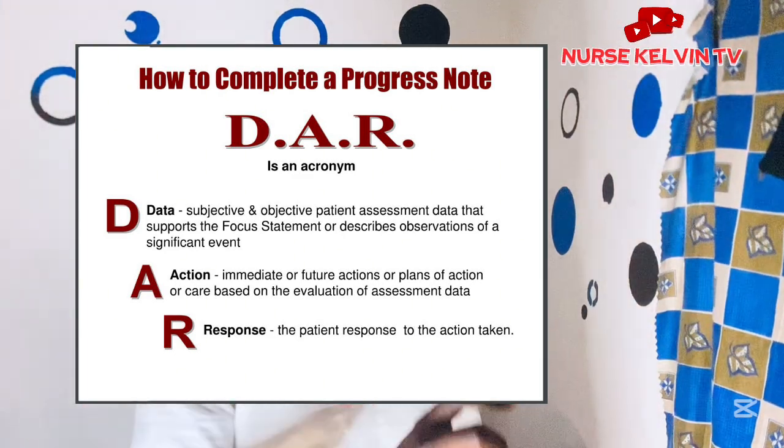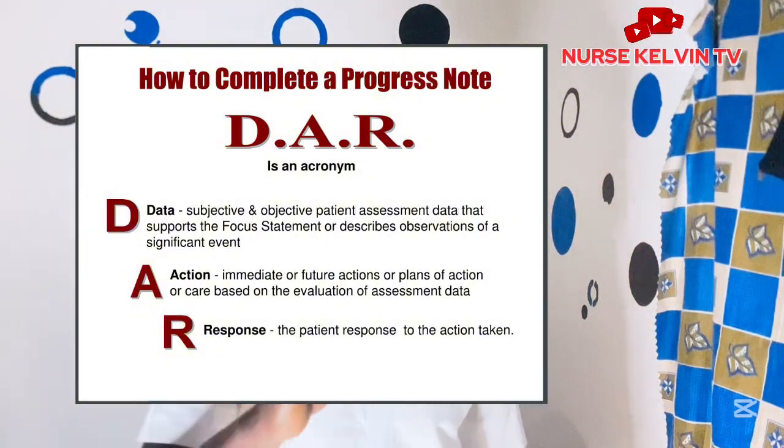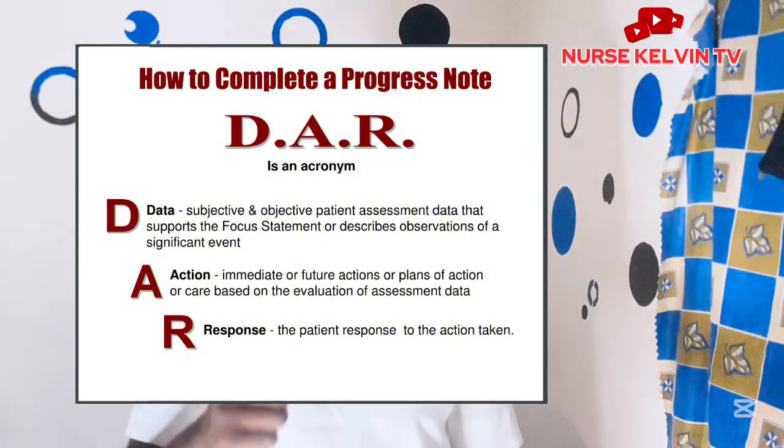So now let's take an example of the SOAP method. The S is for subjective. Maybe the patient will complain and say, I feel sharp pain in my abdomen. So the patient will tell you, please, I feel sharp pain in my abdomen. Then let's come to the objective part. Maybe the patient is grimacing or guarding the abdomen because of the pain. You see, then when we come to the assessment, the patient possibly has what?